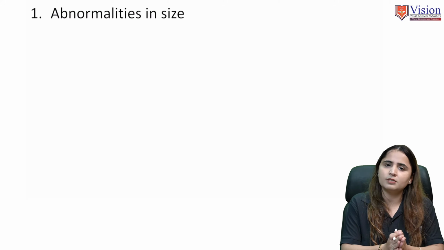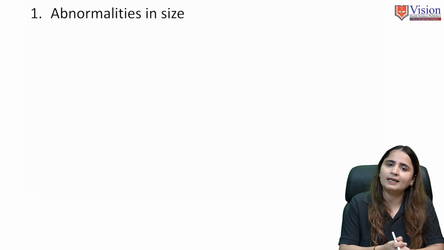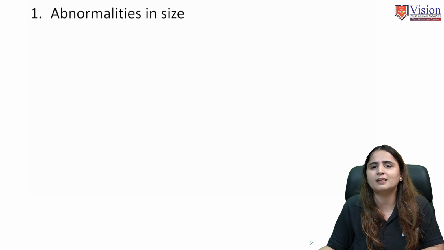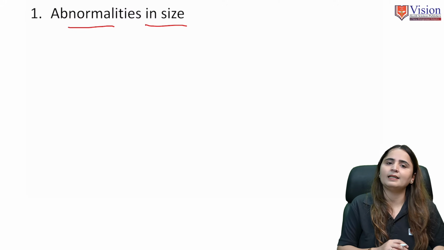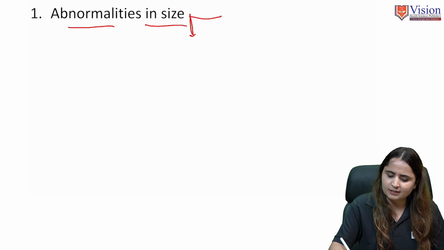So now moving forward to the abnormalities of placenta. First we are going to discuss the abnormalities of placenta and then the abnormalities of umbilical cord. The first abnormality of placenta is abnormality in the size. From the name it is clear: size.